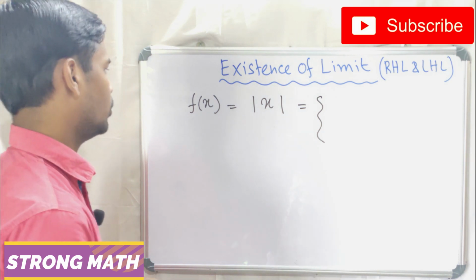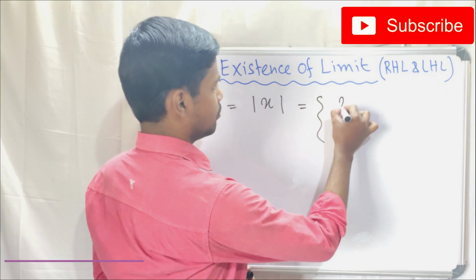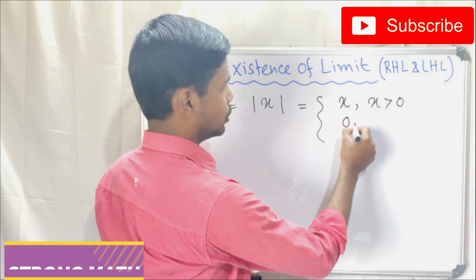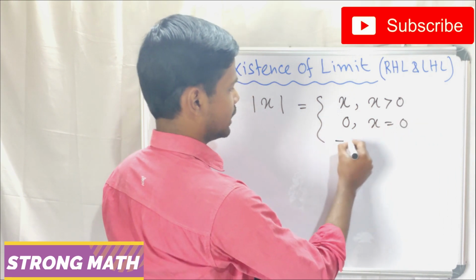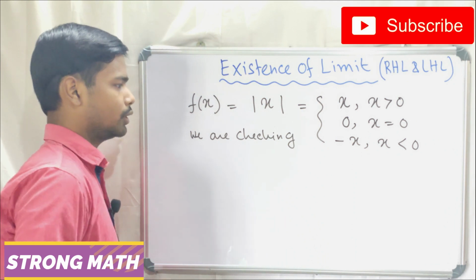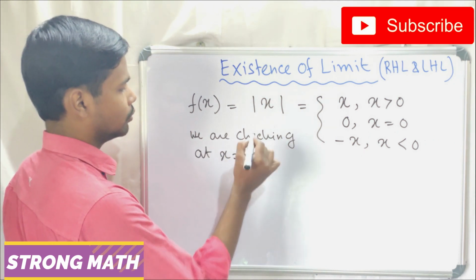Okay students, now f of x equals to mod x. The definition of mod x is x if x is positive, mod x is 0 when x is 0 and mod x is minus x when x is less than 0. We are going to check at x equals to 0.